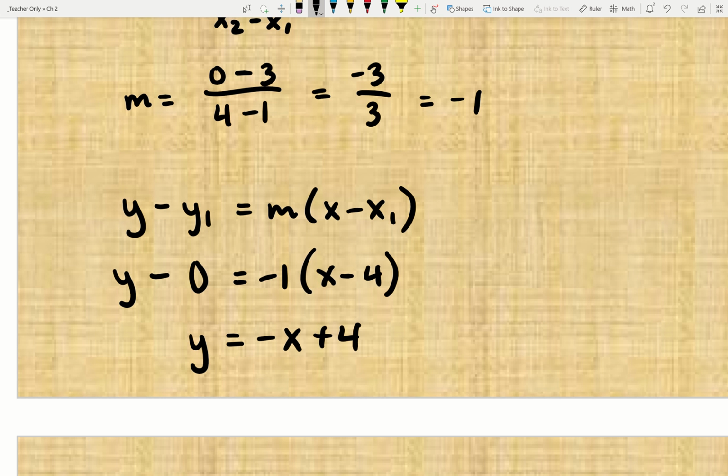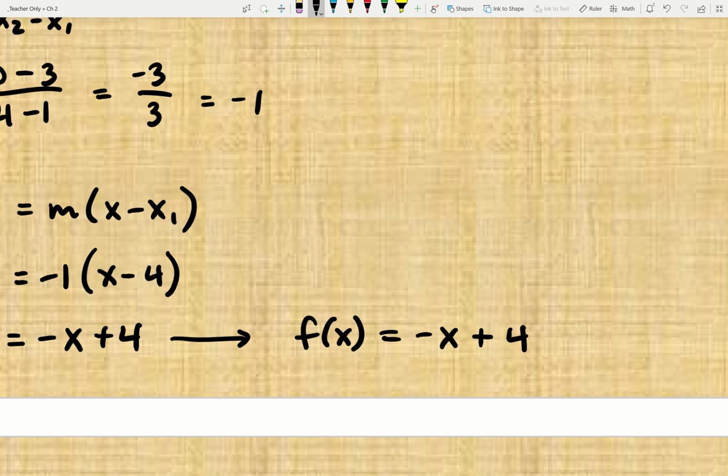Okay, and keep in mind that y corresponds to f of x, so if I wanted to write this using function notation, I could absolutely do that for my final answer. So f of x is equal to negative x plus 4. If you wanted to check this, you absolutely could.